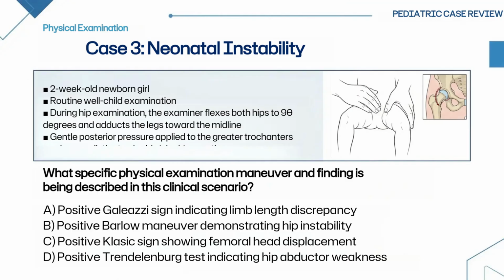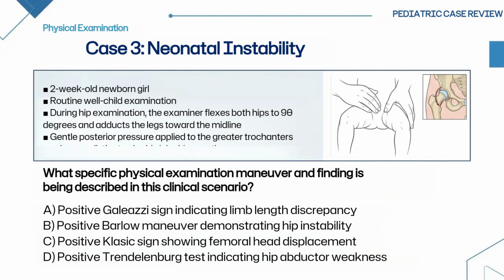Case 3, covering neonatal instability assessment. A 2-week-old newborn girl is seen during a routine well-child examination. During hip assessment, the examiner flexes both hips to 90 degrees and adducts the legs toward the midline. Gentle posterior pressure applied to the greater trochanters produces a distinct palpable clunk sensation. There is no family history of hip problems and delivery was normal. What specific physical examination maneuver and finding is being described?